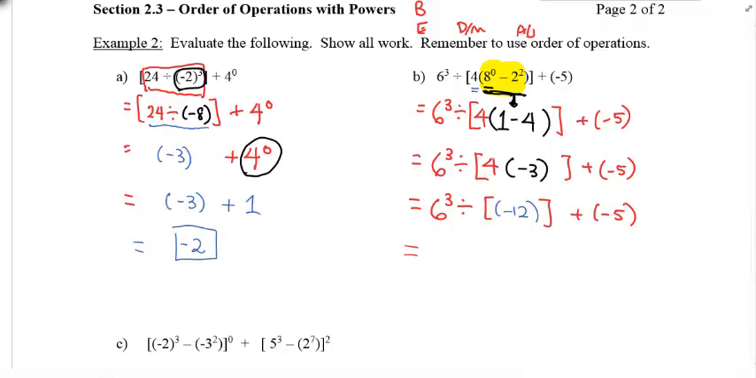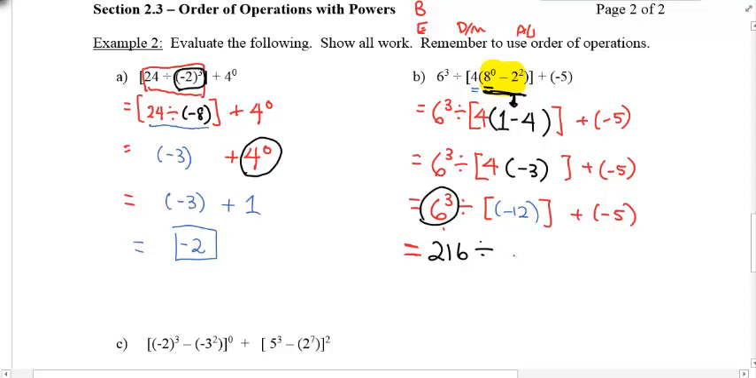But what should I do next? I see exponents, division, addition. And if you said exponents, that's right. So 6 cubed, do that next. That's 6 times 6, that's 36 times 6. 216 in my books. Double check with the calculator.